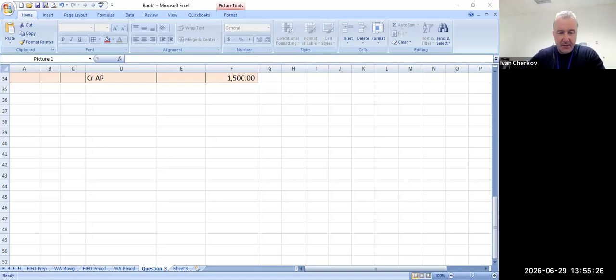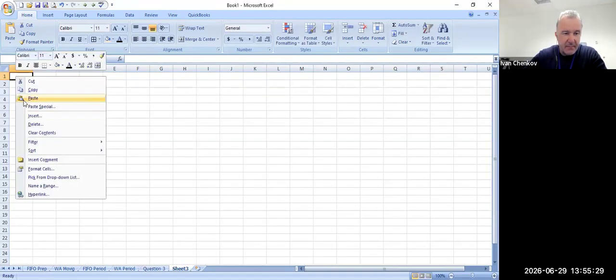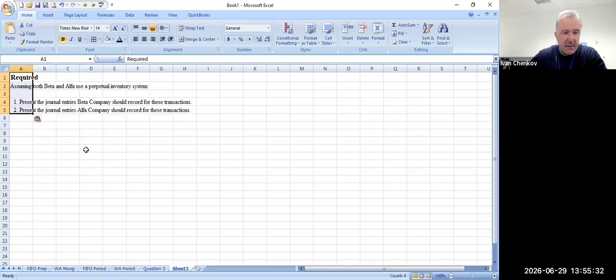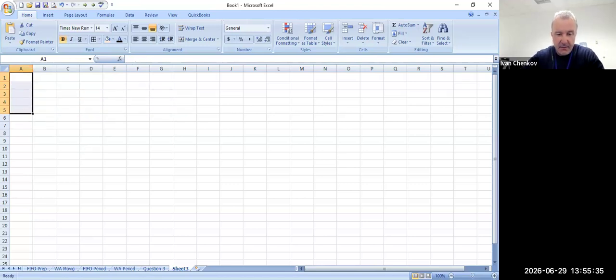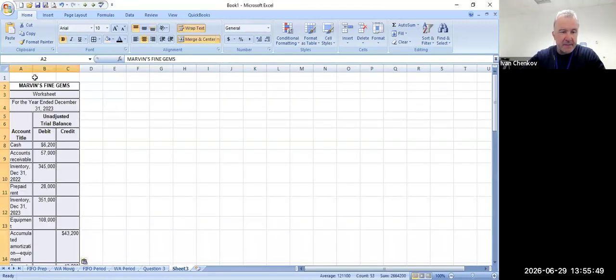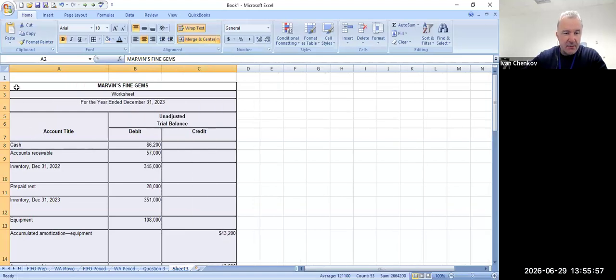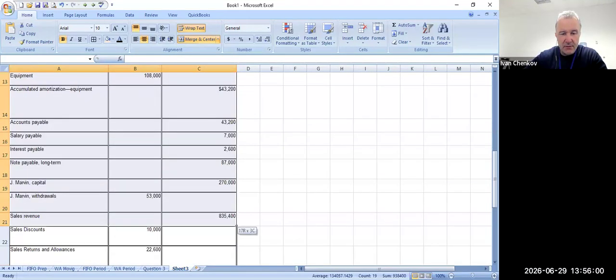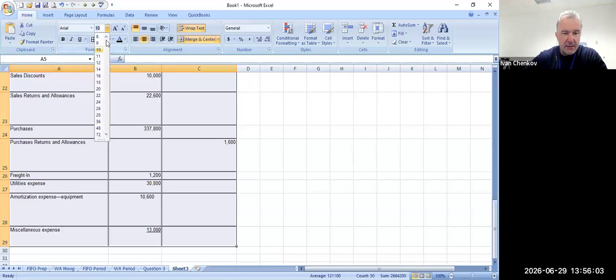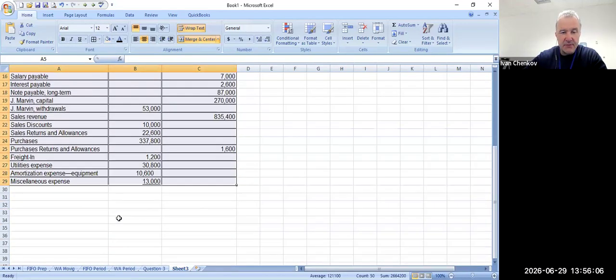Okay, on this question, I'm going to paste it here. Not this one, sorry, wrong pasting. This one I wanted to copy. This is the question that we have now. This company has those accounts which have balances. Now, what we have to do is the closing entries.